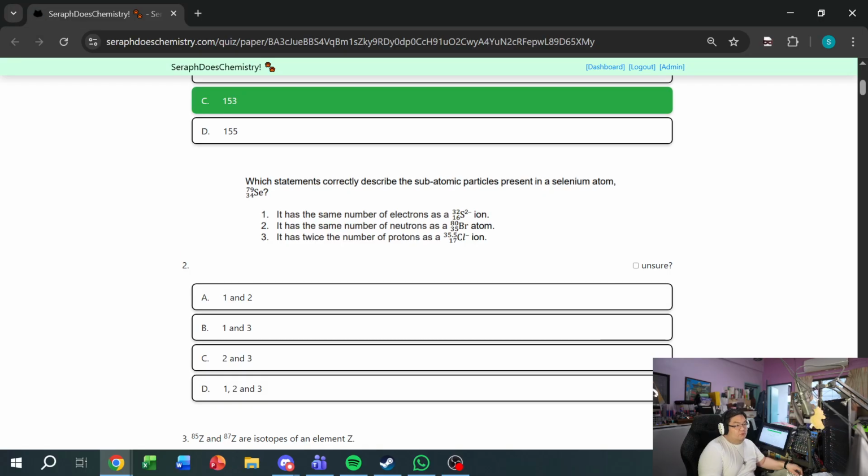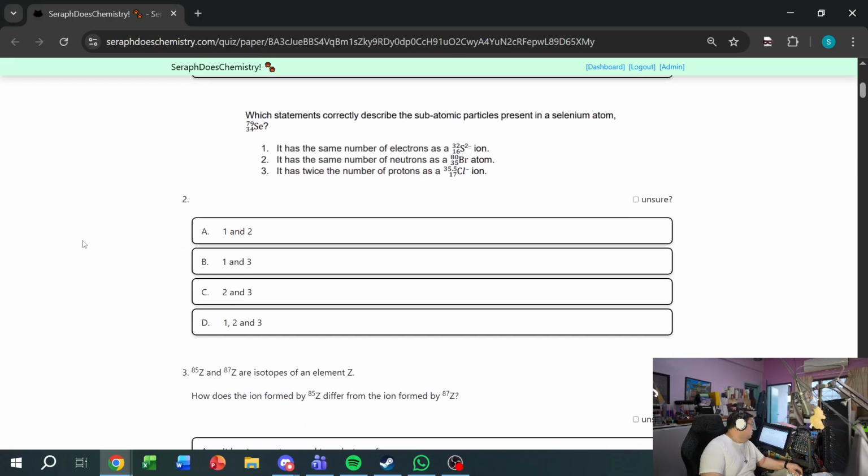So this is all about proton, neutron, electron. And be careful of the charge as well. 79. What's 79? Oh, the big number. It is neutron plus proton.